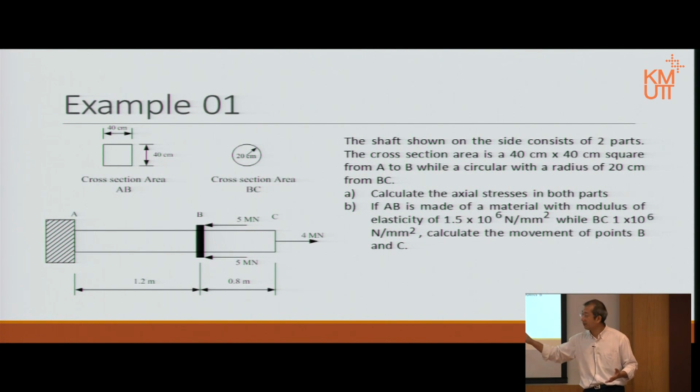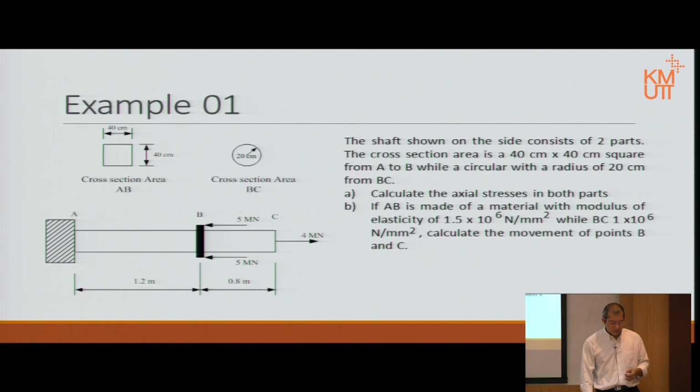Again, this is in statics. It doesn't move, it doesn't go up, it doesn't go down, it doesn't rotate. It stays there. Now, the question is this. We want to know what is the stress in AB and what is the stress in BC. Both parts mean both parts. And we also want to know the movement of point B and point C. Apparently in this case, from A to B and from B to C are two different material types, but the modulus of elasticity for both is given.